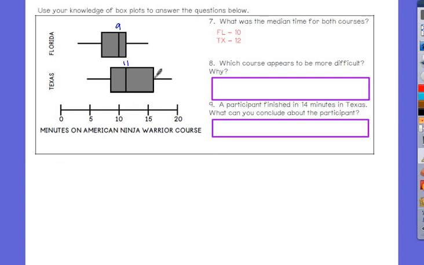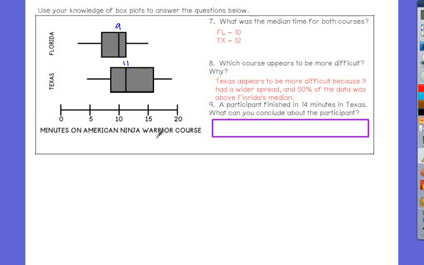Another reason here, what box looks bigger? Texas. That means your span of time is spread out more, which means here more people are getting closer amounts of times and kind of tying. Here, not as many people are tying. It's a little more challenging. So Texas appears to be more difficult because it had a wider spread, and 50% of the data was above Florida's median.